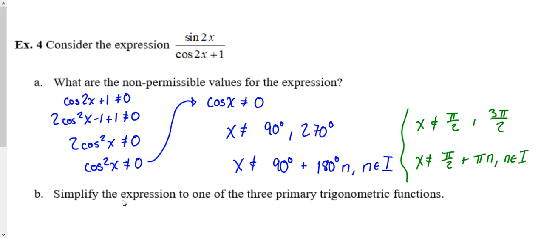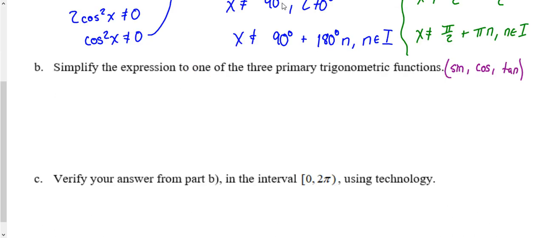Last but not least, it says simplify the expression to one of the three primary trig ratios. And again, just a quick reminder, the primary trig ratios I'm looking for are sine, cos, or tangent. And that's what you want to simplify this expression down to. So let's give that a shot. So what do we have? We have sine 2x, which I can rewrite immediately as 2 sine x cos x. That denominator, again, you could choose any option. I'm still going to continue to choose the same option.